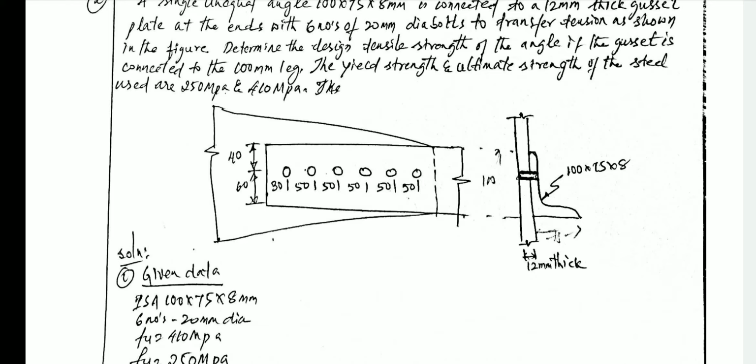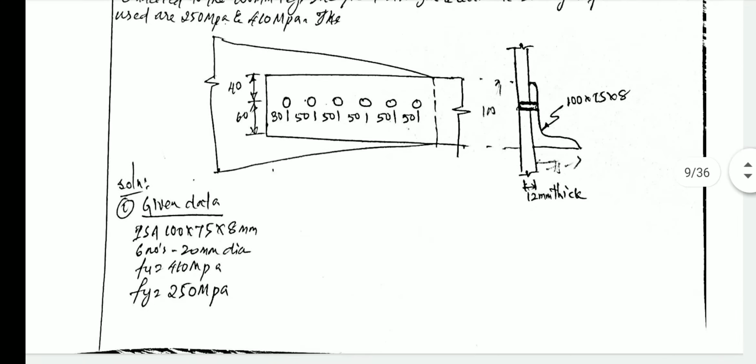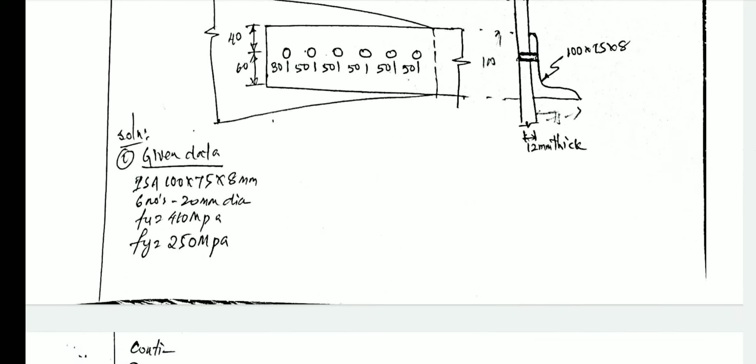Okay, so now just observe here, the 100 mm leg is connected to the gusset plate. It means that the 100 mm leg is connected, and the 75 mm leg is the outstanding leg because it is not connected with anything. So now first you write down the given data. They gave ISA 100 x 75 x 8 mm. They gave 6 bolts of 20 mm diameter. Fu is given as 410 and Fy is given as 250 Newton per mm square.